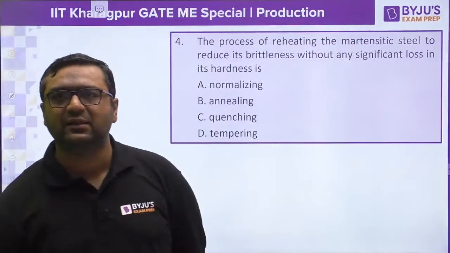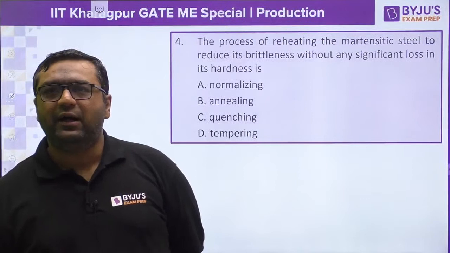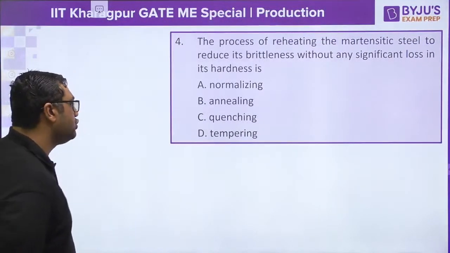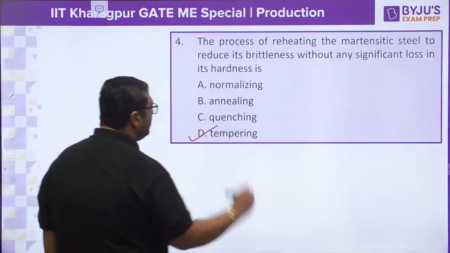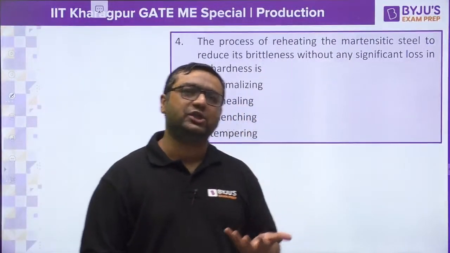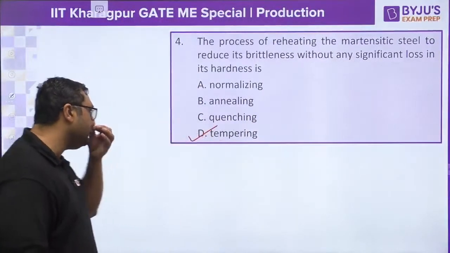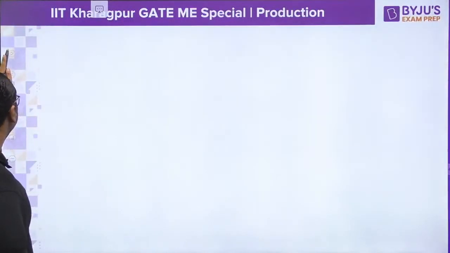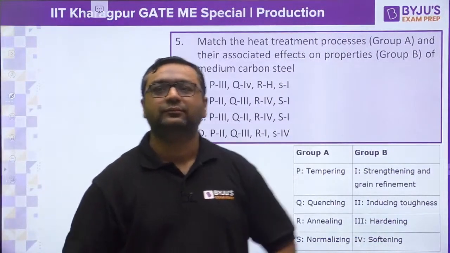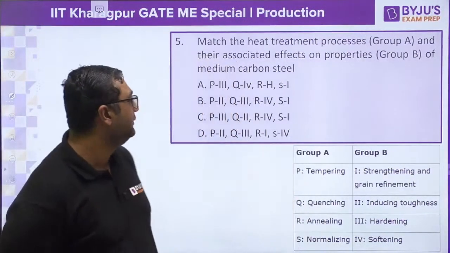Very good, Manas, Kirti Verma, Ernst, Kishan. So the answer is going to be D for this, because tempering is done after hardening. When we get the martensite structure, after that we go for the tempering process.